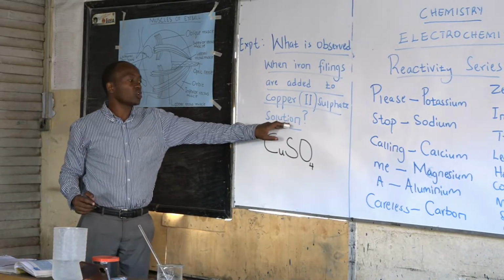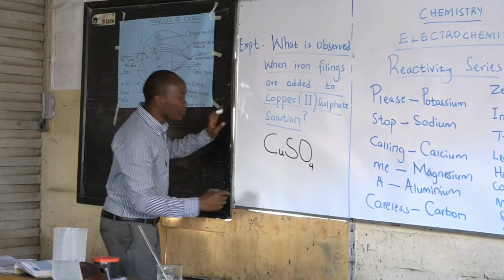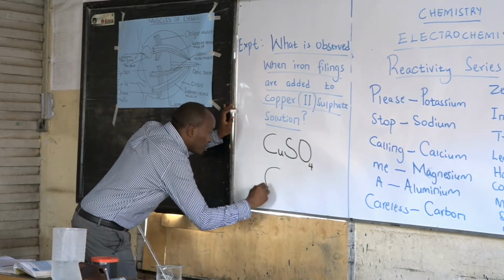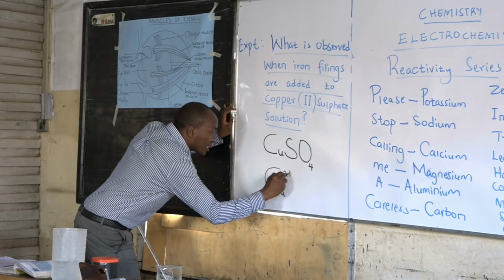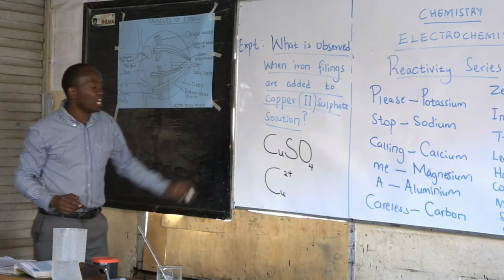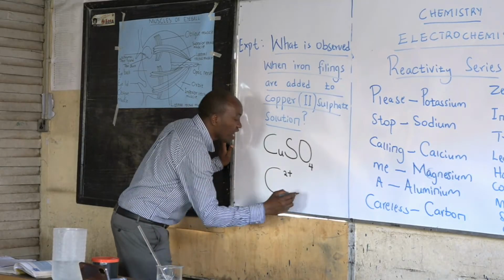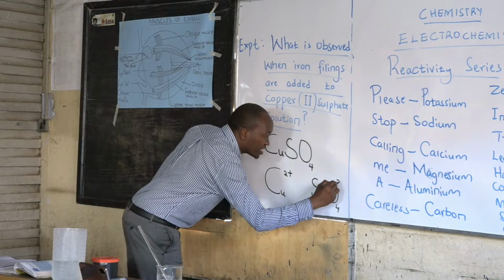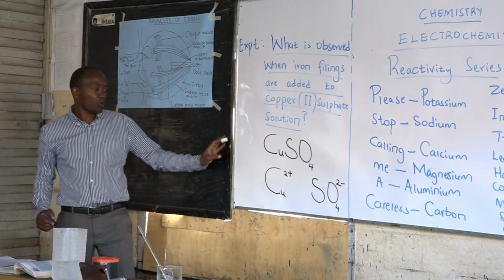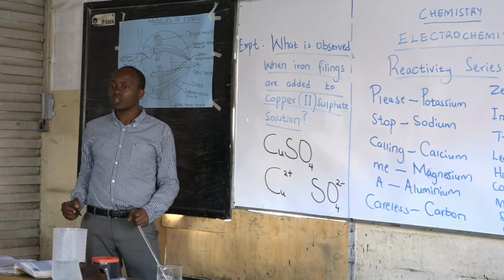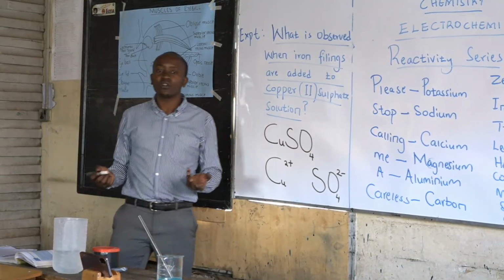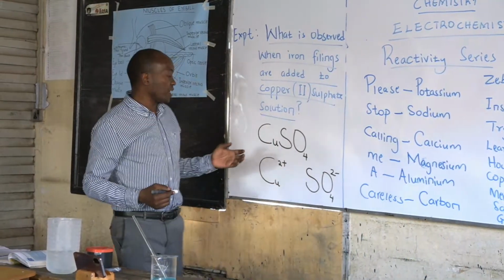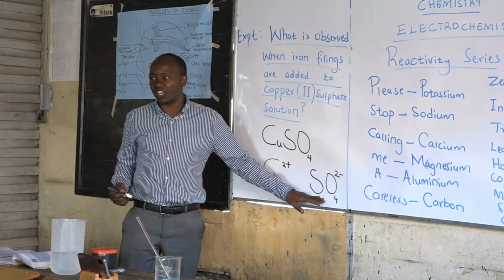Now when it is in solution form, the ions are free to move. So what are the ions present in copper 2 sulfate? The ions that are present, we have copper ions, copper 2 ions, and the copper 2 ions make the solution blue. So we have copper 2 ions. Which ions are present here? The sulfate ions. We have the sulfate ions, SO4. So we have 2 ions in copper 2 sulfate solution. You know, when it is in solution form, the ions are free to move in the solution. They are very free to move in the solution. So we have copper 2 ions, and also we have sulfate ions.